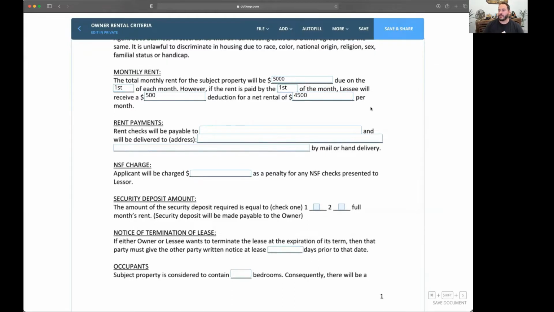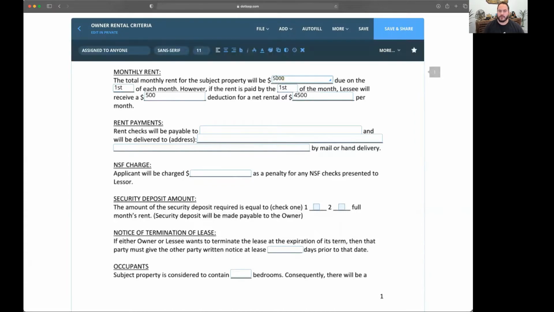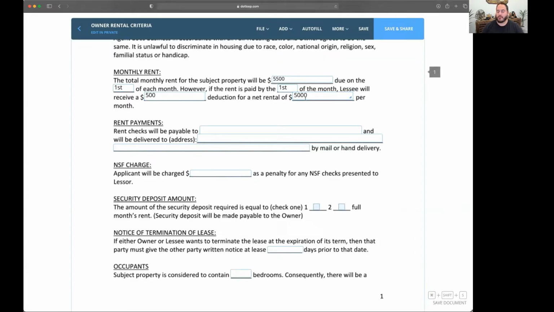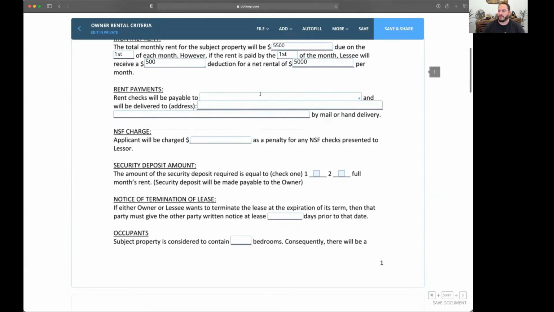So let's say he or she wants $5,000. What you might put here is they want $5,500. But if you pay by the first, they will get a $500 deduction, and their net rent will be $5,000 a month. So that's one way to encourage people to pay by the first. Studies have found that is more effective than trying to charge an overage fee. So that's something to keep in mind.